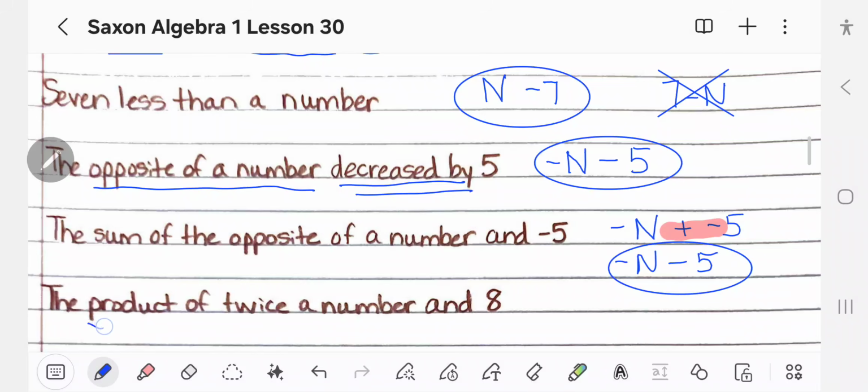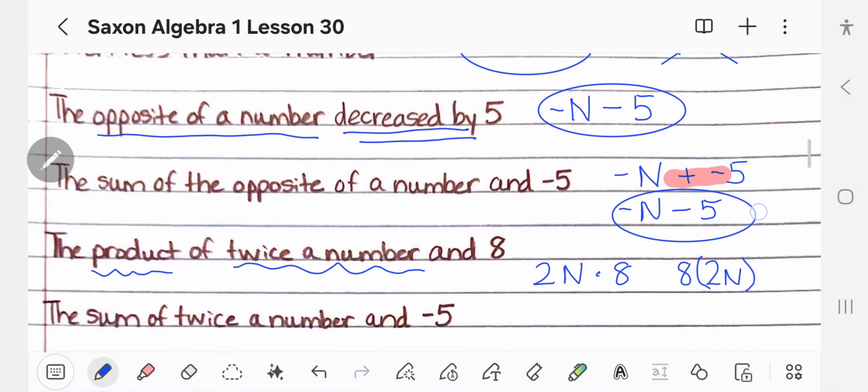The product, so we're going to be multiplying twice a number. Here's twice a number and 8. So we've got twice a number and we're going to multiply it by 8. We could also say twice a number and we could multiply that by 8 like this. Twice a number multiplied by 8.